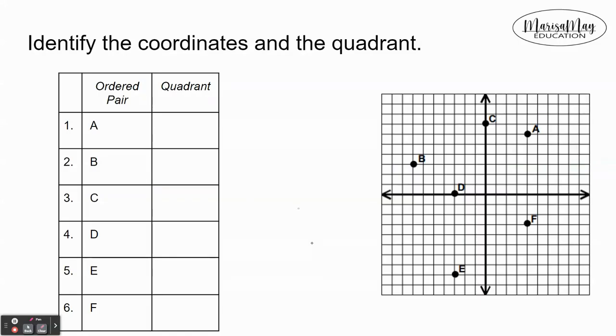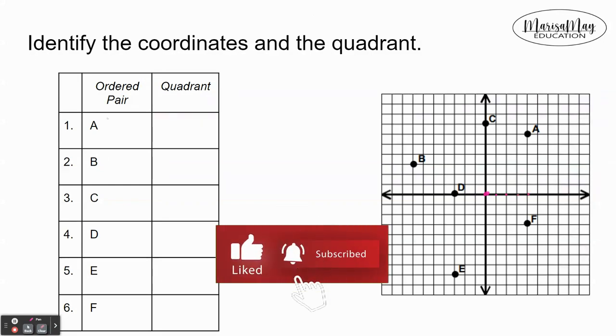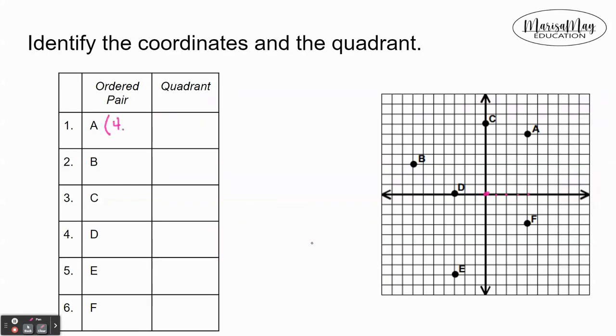In our video here, we're going to be taking a look at the coordinates and quadrants for some points here. We'll start with point A here. Notice that we start in the origin, which is the middle of the X and Y axis, and those coordinates are 0, 0. So then we're going to count over to the right, 1, 2, 3, 4. Since we went to the right, that is a positive 4. Had we gone to the left, it would have been a negative 4.